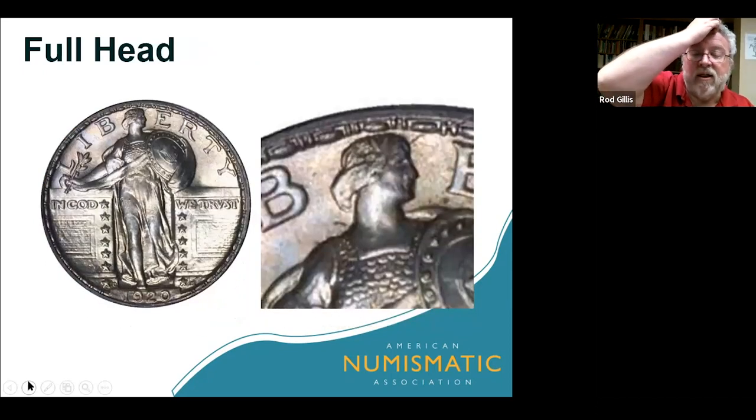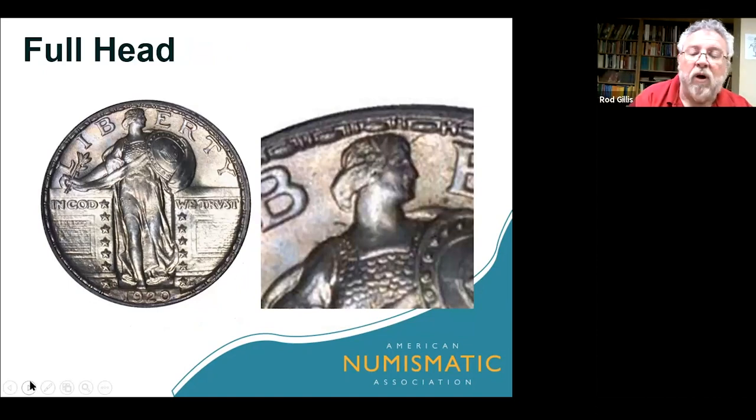Full head, standing Liberty quarters. For a standing Liberty quarter to be considered full head, the bonnet here must be fully visible. The hairline must be fully visible. And right in the ear, there needs to be an ear hole. And if the ear hole is not there, or it's not a full hairline or bonnet, any of those things, it is not considered a full strike.